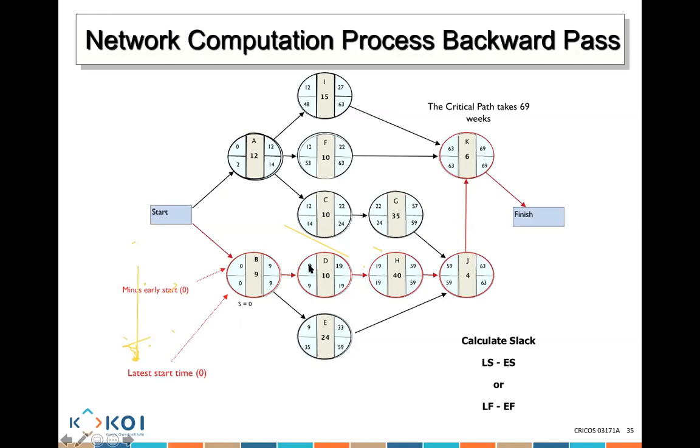9 minus 9? 0. 19 minus 19? 0. 59 minus 59? 0. 63 minus 63? 0. These are all my critical paths. 0 means I cannot delay any of these activities, and that's why they are all circled in red. Does that make sense? Yes, sir.